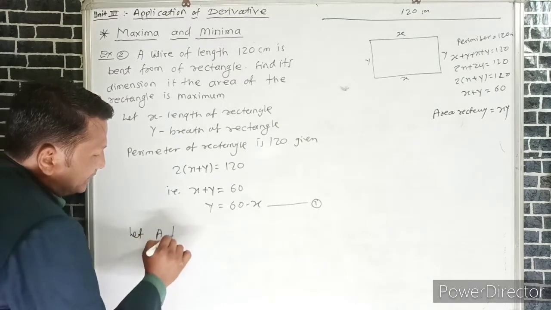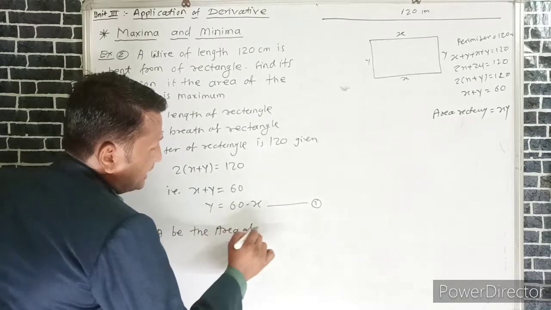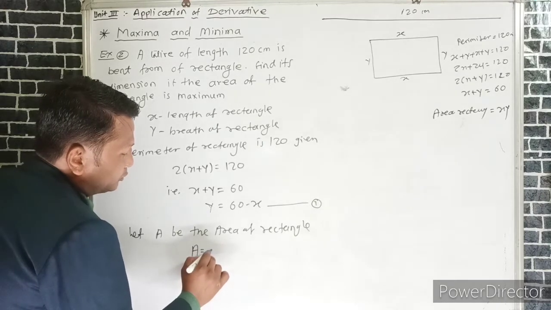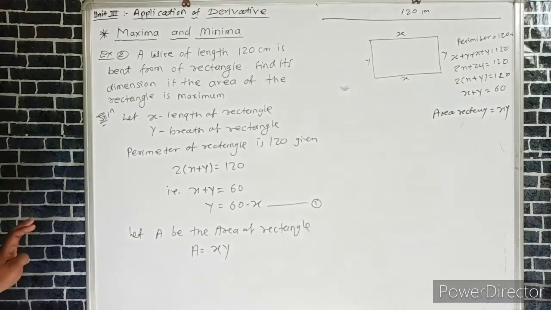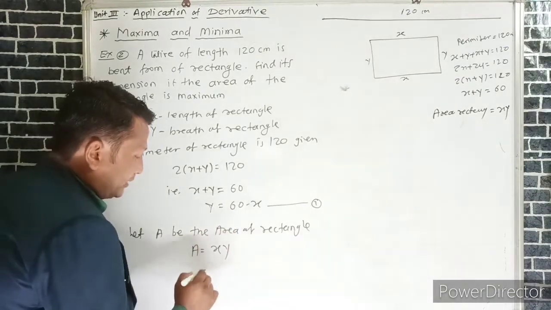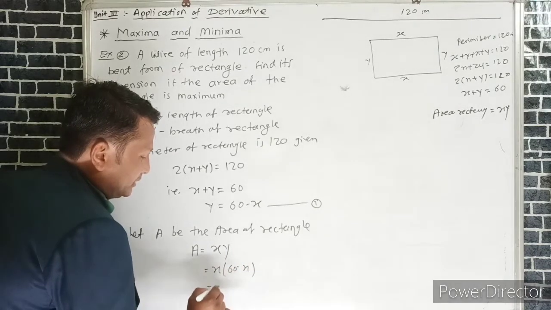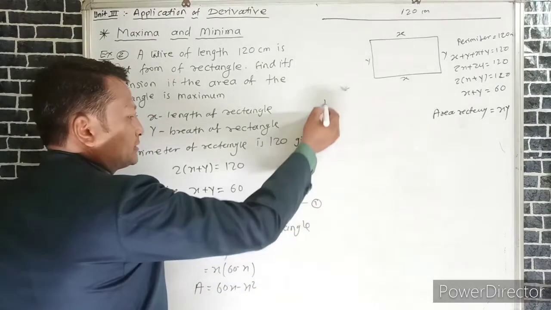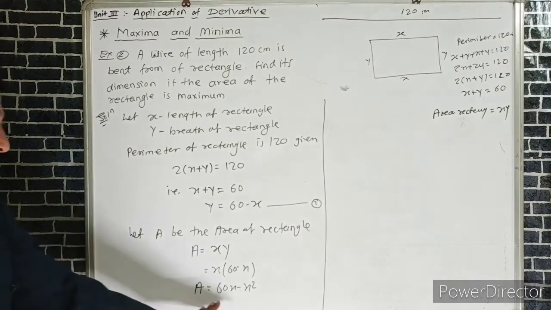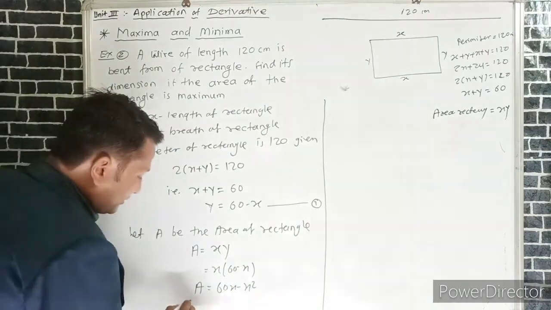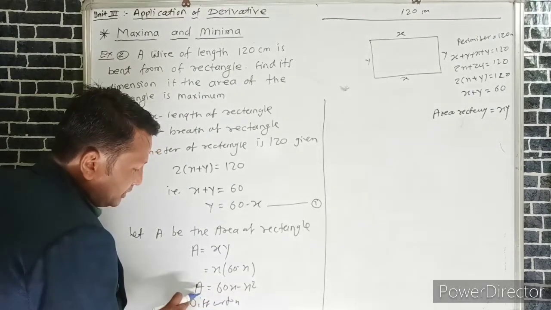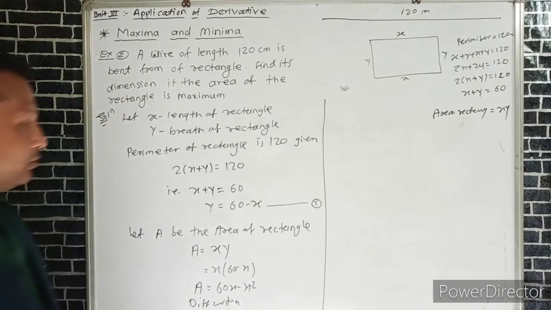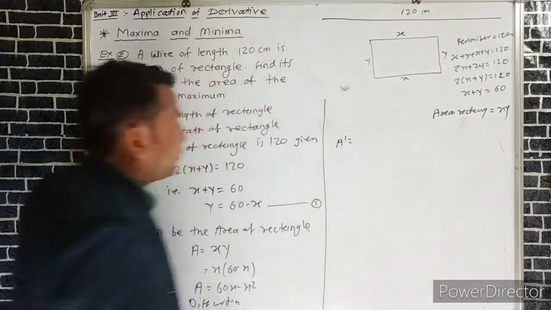We know that, let A be the area of the rectangle, and the area of the rectangle A equals length into breadth, where length is x and breadth is y. If we substitute the value of y, which is 60 minus x, we get 60x minus x square, which is the area of the rectangle. So now A equals 60x minus x square. After differentiating with respect to x, since A is a function because we have to find the area of the rectangle, we get A dash, or dA upon dx.